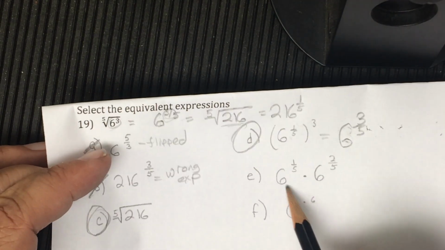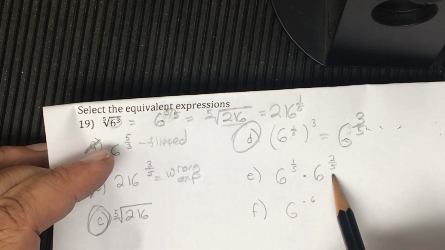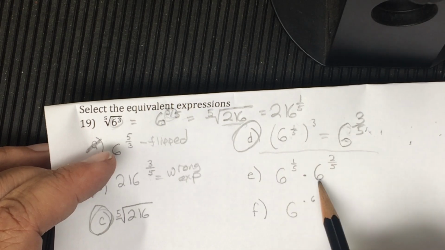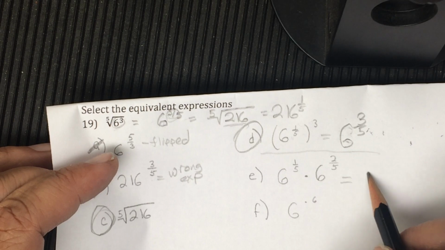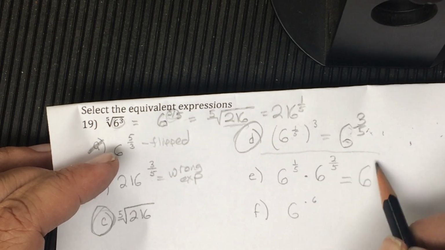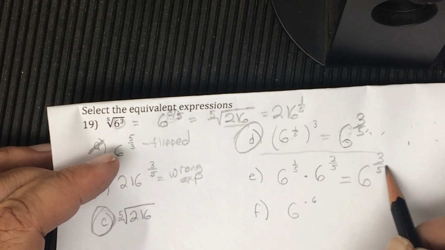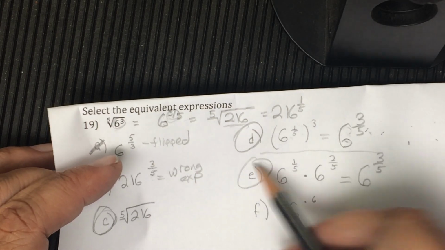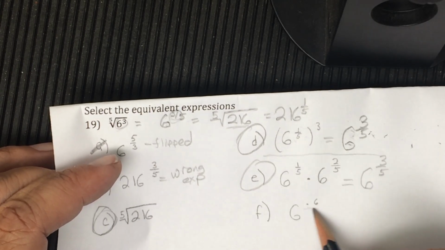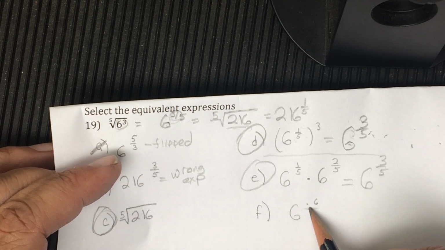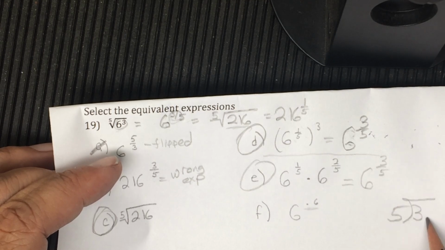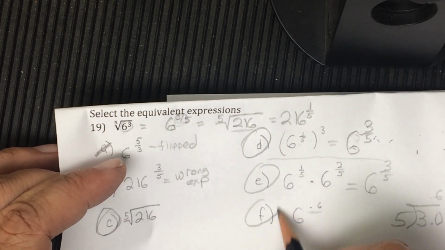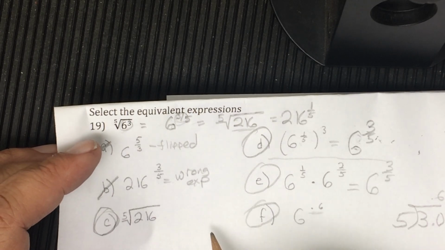Ooh, what about this one? 6 to the 1/5 times 6 to the 2/5. The bases are the same, and we're multiplying. So we're going to add the exponents. So I get 6 to the power of 3 over 5. That works. 6 to the power of 0.6. I intended that to be a 0.6. I don't know, that's a decimal. What's 3 divided by 5? Yeah, 0.6. That one works too. So the only ones that didn't work were A and B.